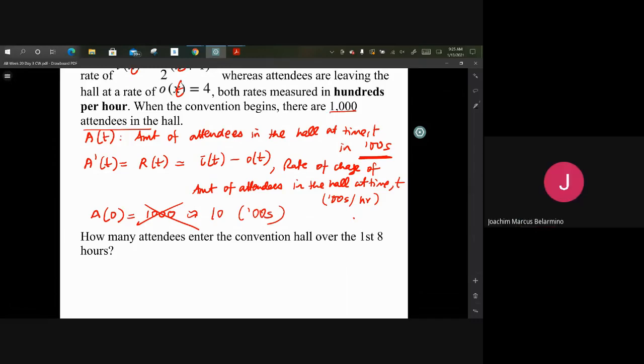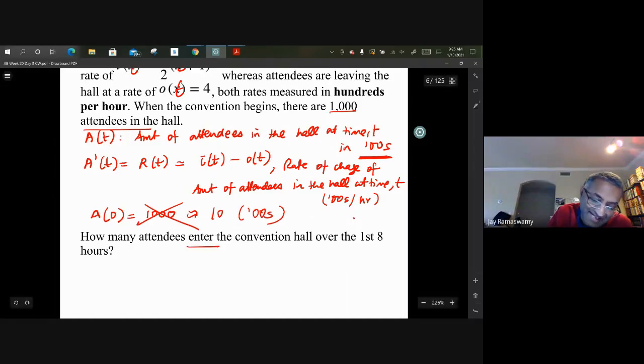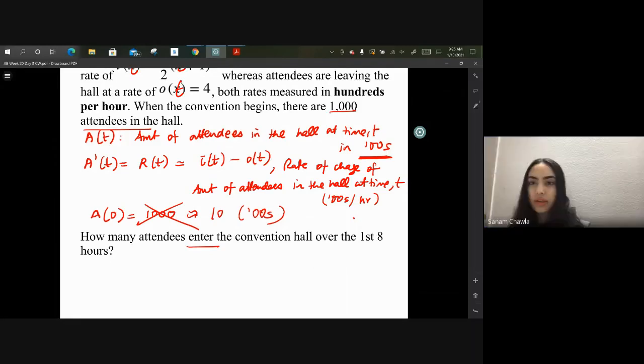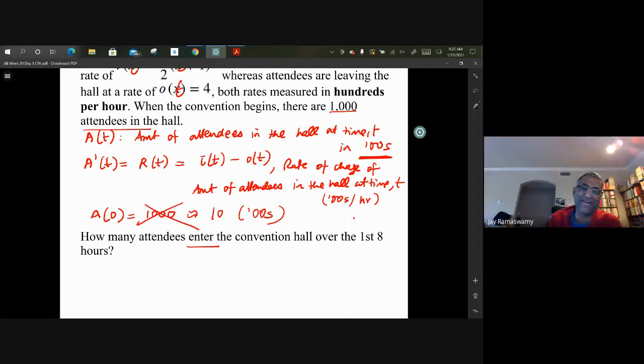Now it says, how many attendees enter the convention hall in the first 8 hours? Guys, what is the question asking for? It says, how many attendees enter the hall? The amount in. Okay, you're being alert. How do we always find the amount in function?